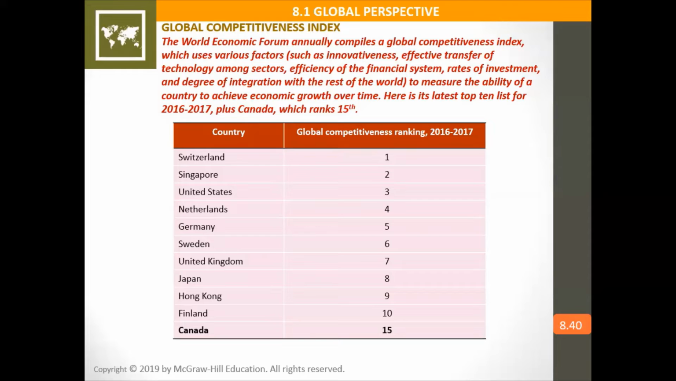So did anyone figure out any ideas of why Canada is 15th and not first in global competitiveness? Is it innovativeness, transfer of technology, efficiency of financial system, rates of investment, or degree of integration with the rest of the world?